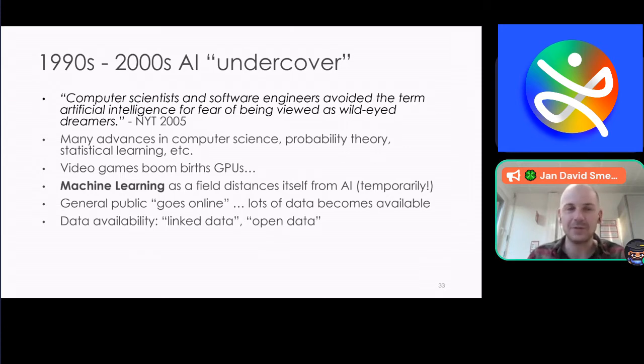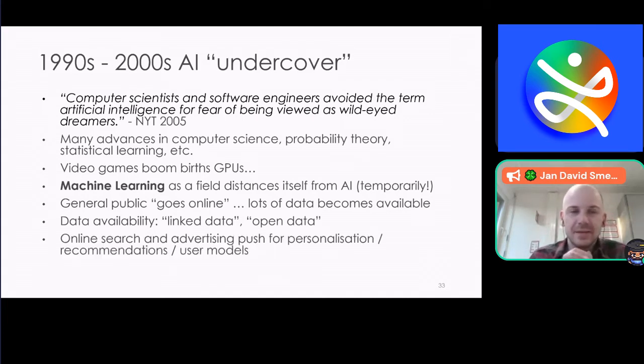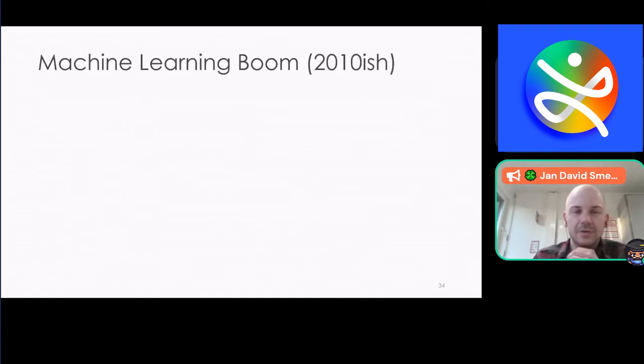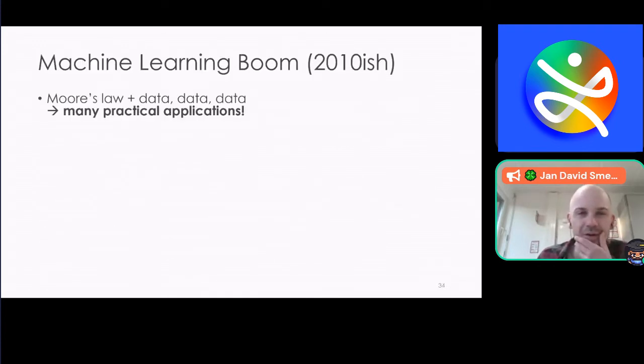And sort of with the general public going online and the development of the internet really allowing lots of data to be gathered and exchanged, data availability became better. There were concepts of linked data and open data. And that really allowed for a boom in machine learning, together with, of course, the advances in semiconductor development, much more so than methods development actually at the time. But there were some methods breakthroughs, of course, too.